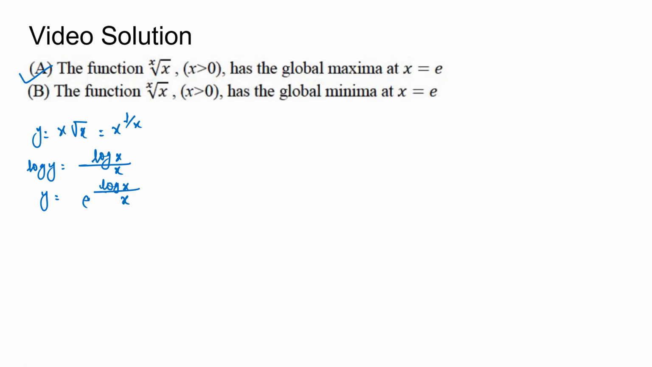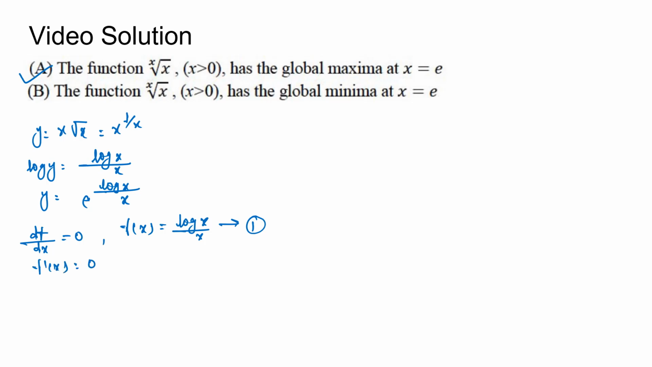Now we know that for maxima and minima, the derivative df/dx should be 0, meaning the slope should be 0. But here the function f(x), we are considering log x by x for our simplification. So this is our function log x by x. As we know, df/dx can be written as f dash x equal to 0.